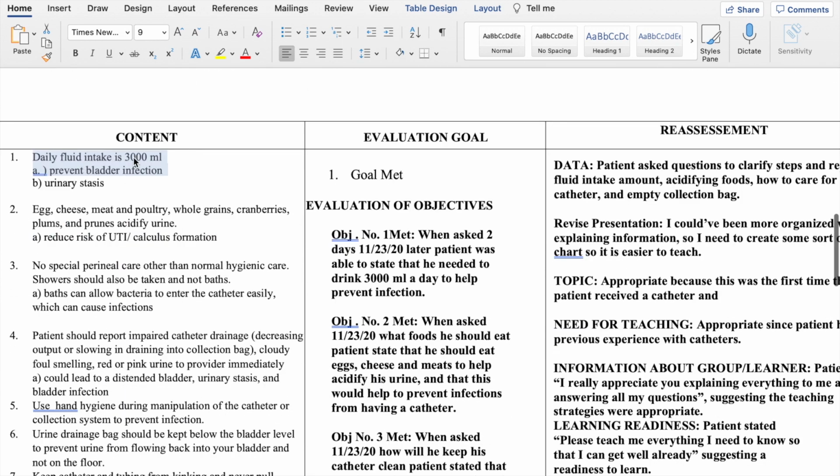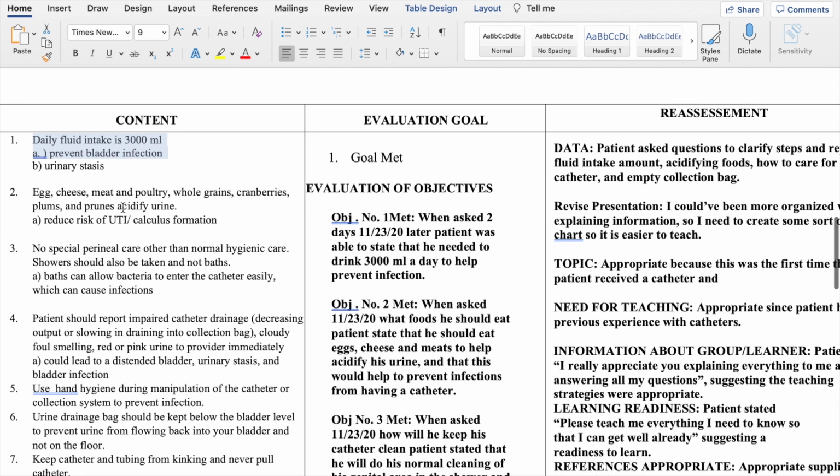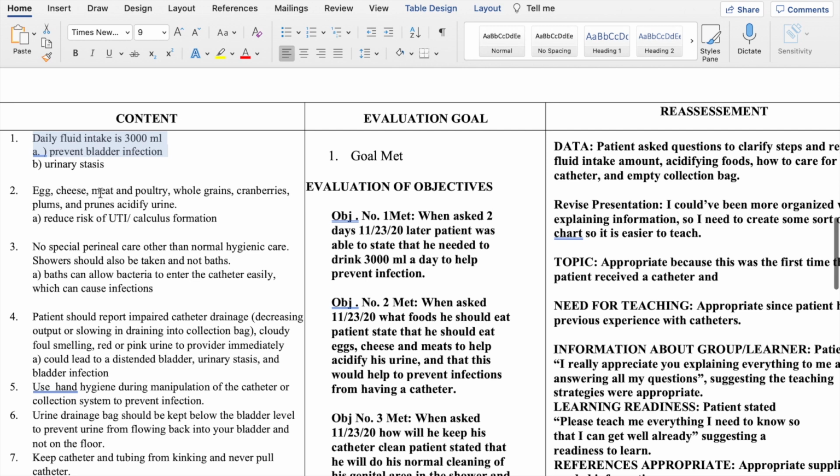I have the daily fluid intake is 3,000 milliliters. Then I have egg, cheese, meat, and poultry, whole grains, cranberry, plums, and prunes, acidifying urine, and reduce risk of UTI and calculus formation. So make sure you include content and then the reasons why the patient needs to know that content. So I kind of skipped it on the first one, but you can see it here, A and B.